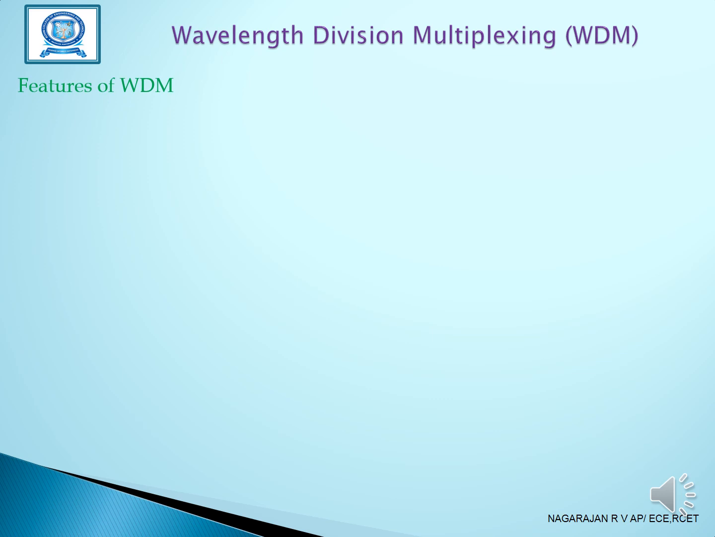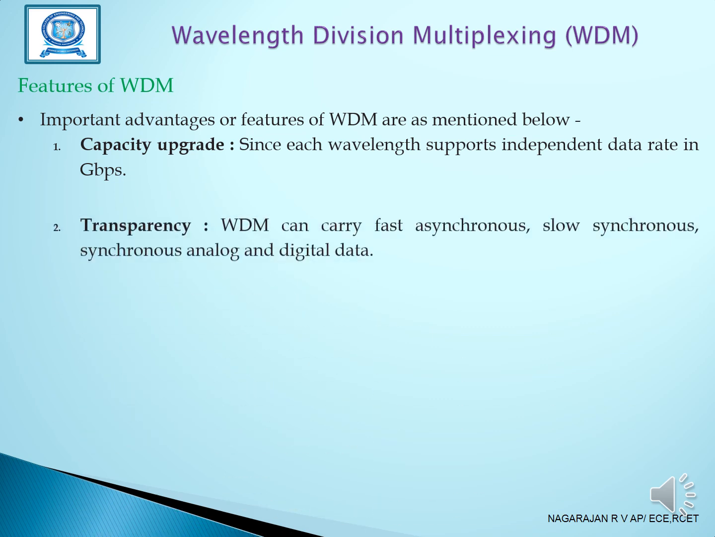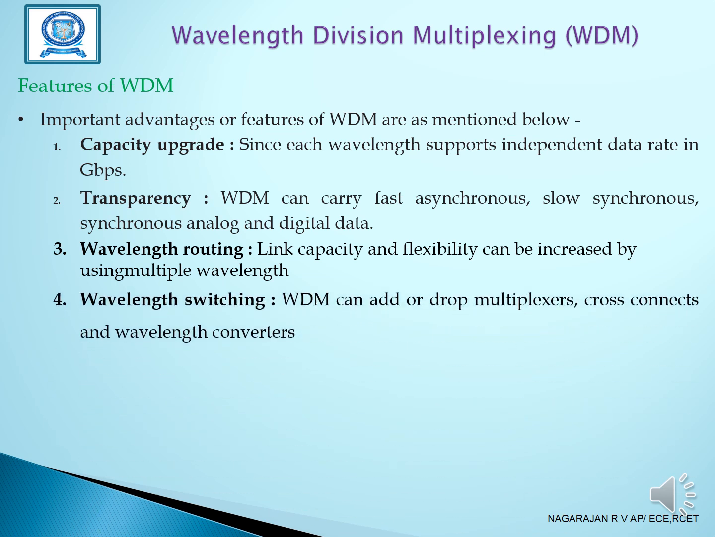Important advantages or features of WDM are mentioned below. Capacity upgrade: each wavelength supports an independent data rate in Gbps. Transparency and wavelength routing, wavelength switching. Transparency means it carries fast asynchronous, slow synchronous, and synchronous analog and digital data. Wavelength routing means link capacity and flexibility can be increased by using multiple wavelengths. Wavelength switching: WDM can add or drop demultiplexers, cross connects and wavelength converters.